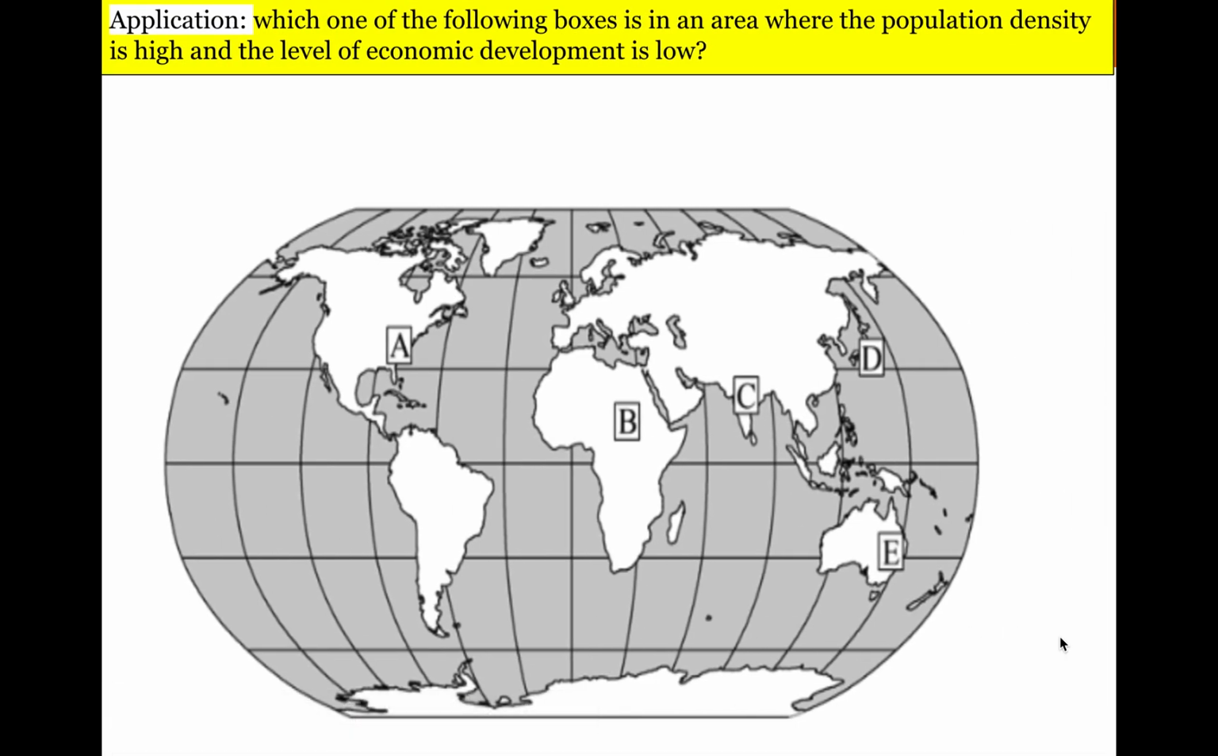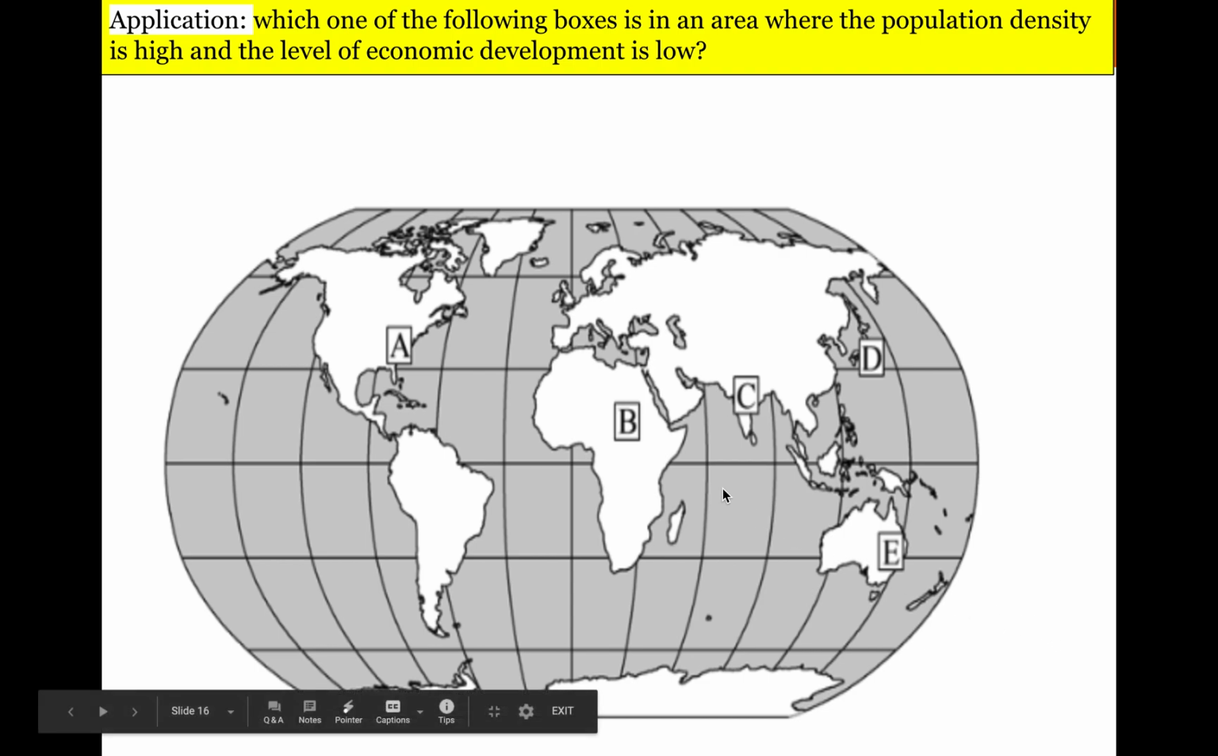All right, which of the following boxes is in an area where the population density is high and has low economic development? Anyone? B is the correct answer, sub-Saharan Africa.